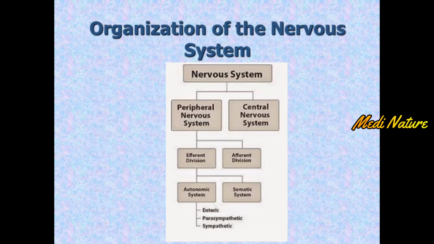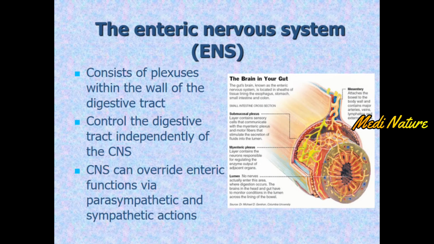According to this organization of the nervous system, there is another component of the autonomic nervous system, that is the enteric nervous system. The enteric nervous system is a very unique nervous system which is located in the wall of the digestive tract. It consists of plexuses or nerve networks within the wall of the digestive tract. It is responsible for the control of the digestive tract independently of the central nervous system. But still, the central nervous system can regulate the enteric functions via parasympathetic and sympathetic functions.